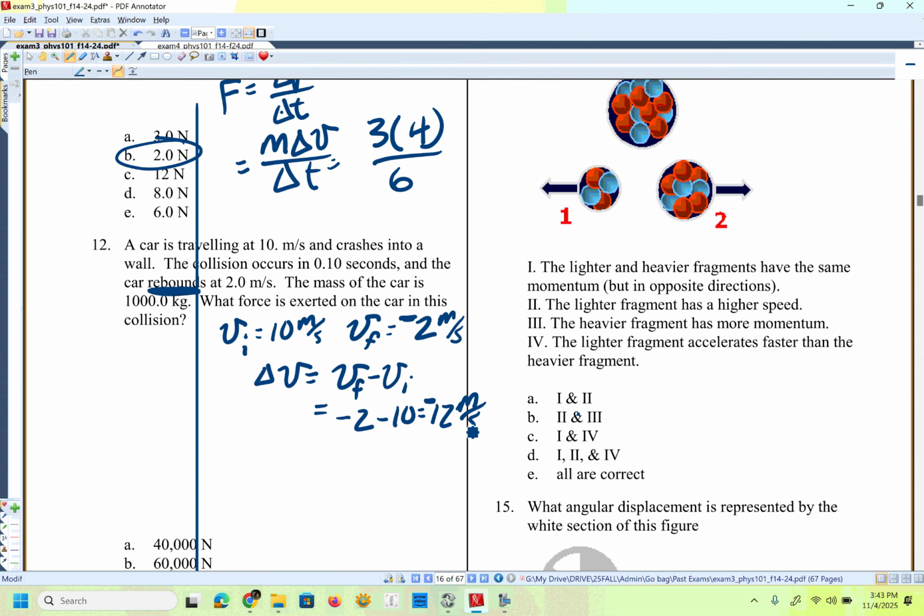Anytime I have something that's bouncing or rebounding, the difference in the final and initial velocity will really be the sum, because I'm either going to have 2 negatives or I'm going to be subtracting a negative number. So if I want to find the force, it's just like I did before, m delta V over delta T. That's the mass, which is 1,000, times delta V, which is -12, divided by delta T, which is 0.1. That's 12,000 over 0.1.